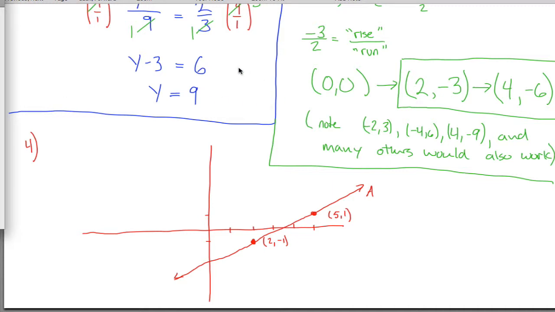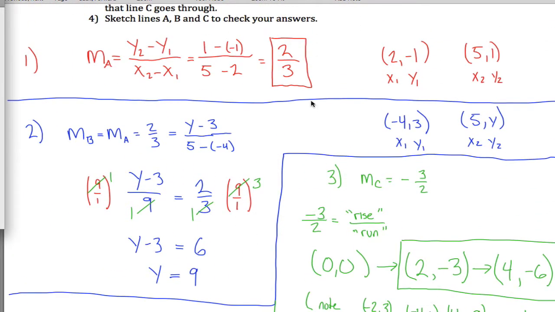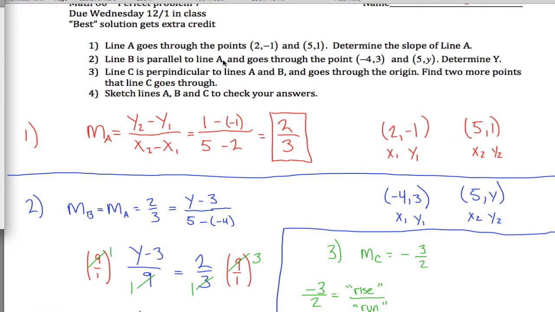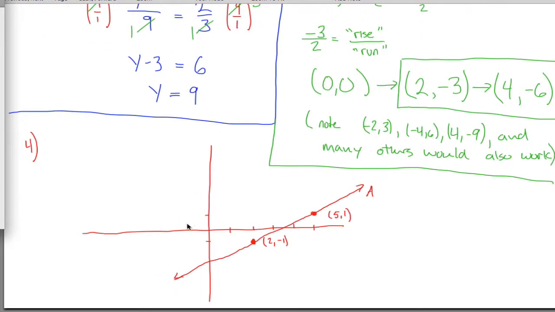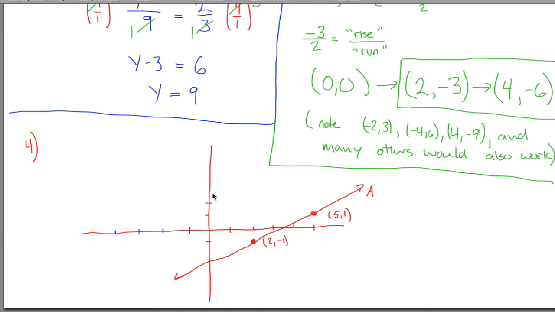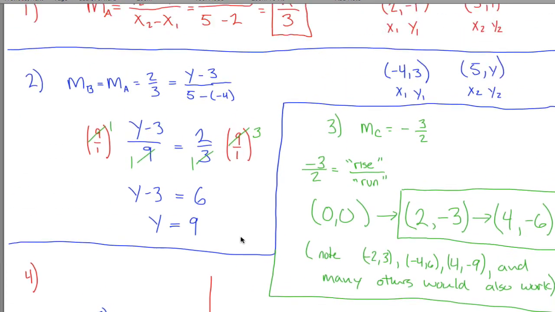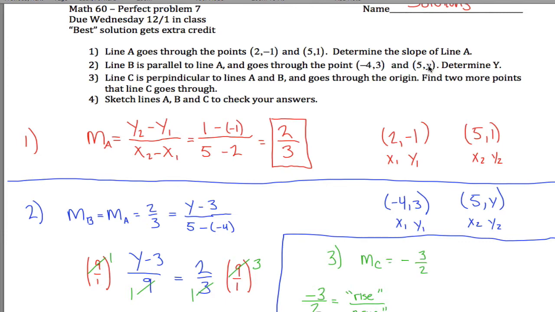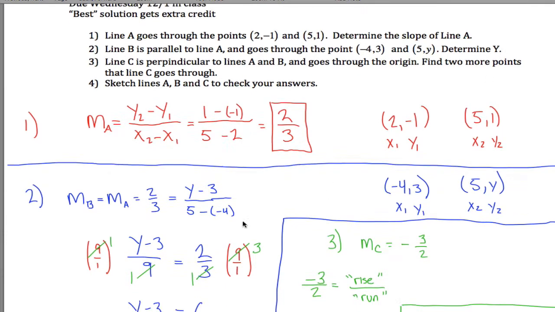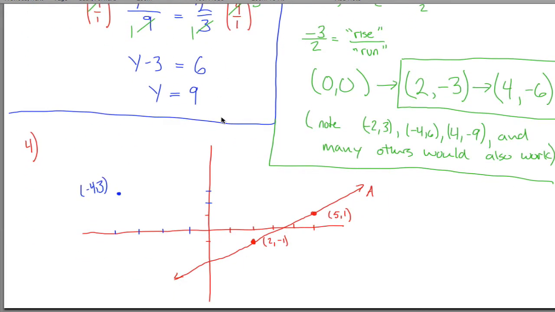What about line B? Well, let's see. Line B is parallel to line A, and it goes through the point negative 4, 3. Goes through this point right here. And then it goes through 5, comma, y. And I had to figure out what y was. And I think it's 9. Let's see if that works.